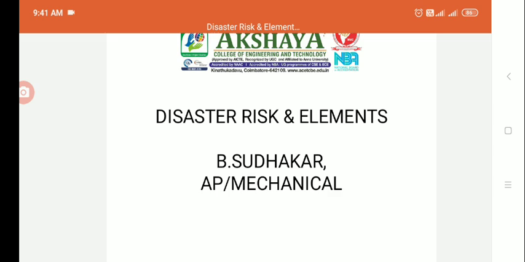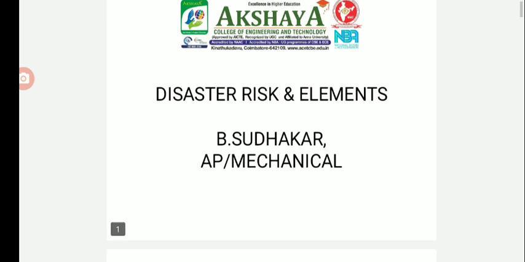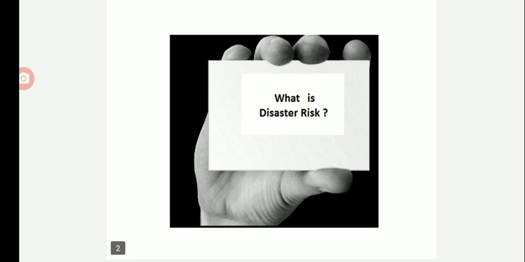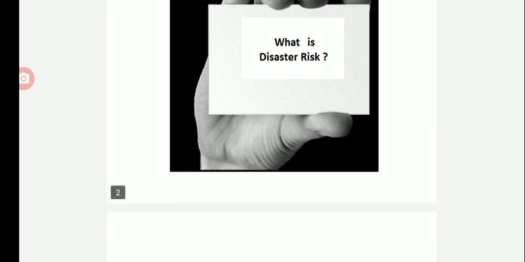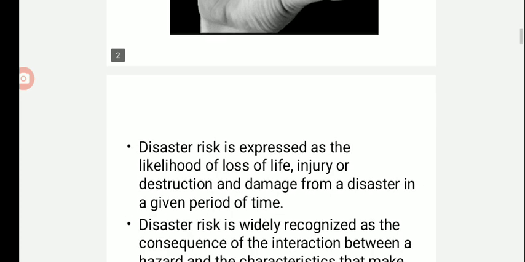We are going to see the subject of disaster risk reduction management under the topic of disaster risks and elements. First, what is disaster risk? We all know what a disaster is. We discussed in the previous topic also what the disaster is, what the risk types are, and what the causes and remedies are. These are the topics we discussed before. Now we are going to see disaster risk.